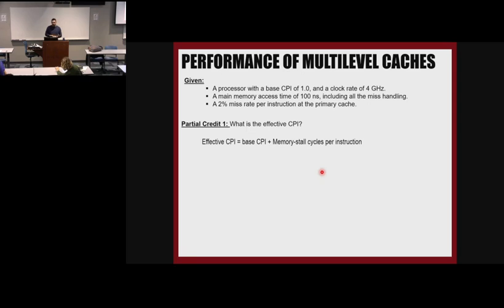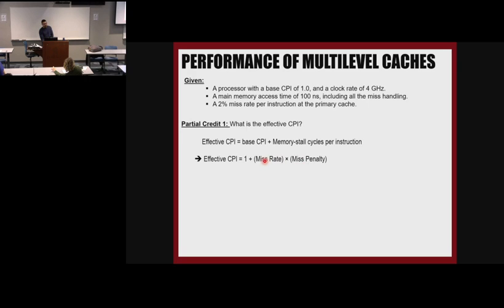Okay. So now we already have the information about the base CPI, which is equal to 1. That we already know. Now we have to find the memory stall cycles per instruction. This we already know that follows this relation of miss rate multiplied by miss penalty.